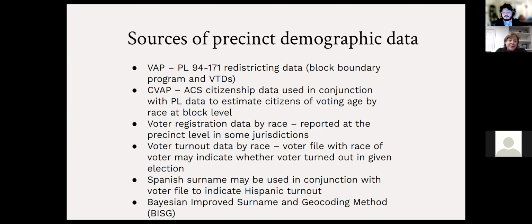So those are six possible ways of deriving information about the demographic composition of a precinct. Okay, next slide.